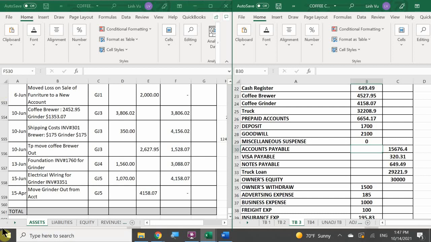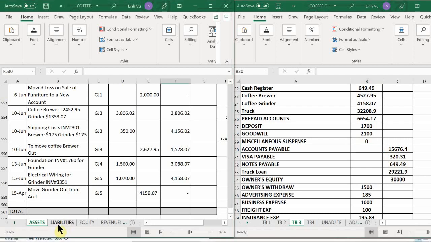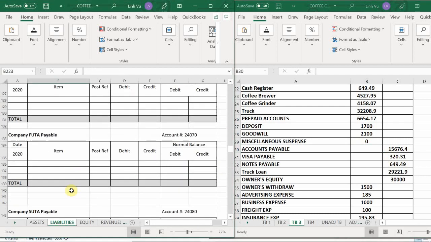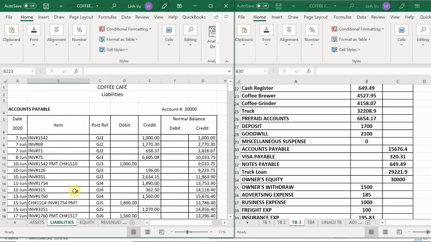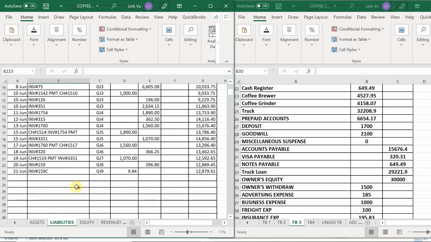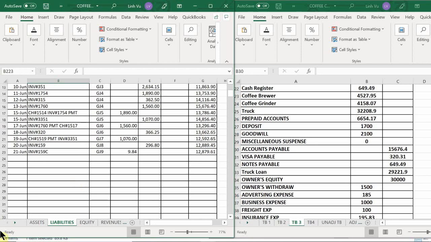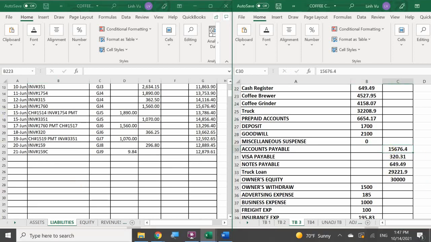Okay. So now we got to go to our liabilities. We added quite a few new liabilities here. First things first, let's take a look at my first account, which is accounts payable. What's my value there? It is 12,879.61.